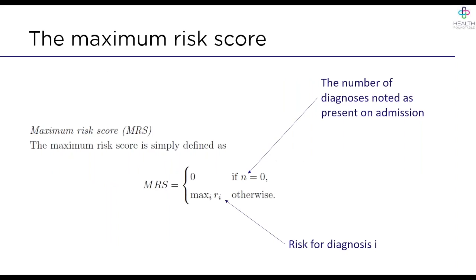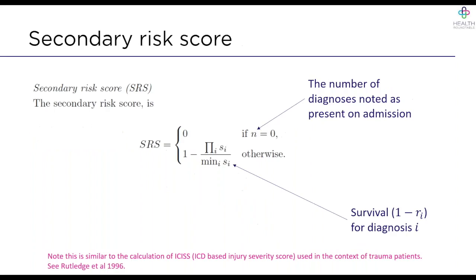So maximum risk score, as noted, is mathematically very simple. Once we've made that reduction of diagnoses for an episode, if there aren't any, then we set that score to 0. Otherwise, it's the maximum risk score of the diagnoses that are remaining. Secondary risk score is a little more complex.